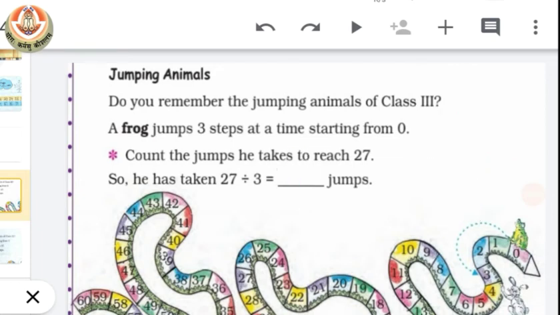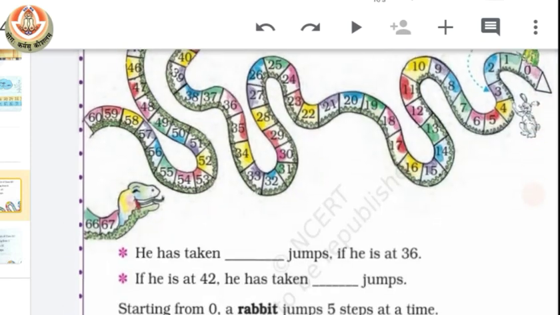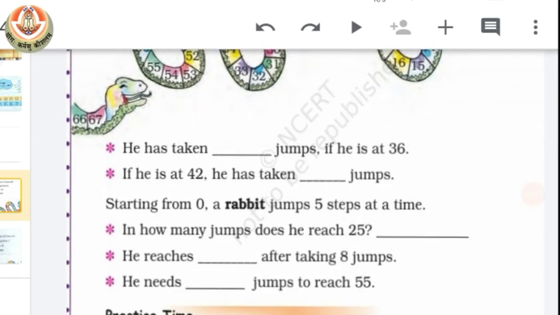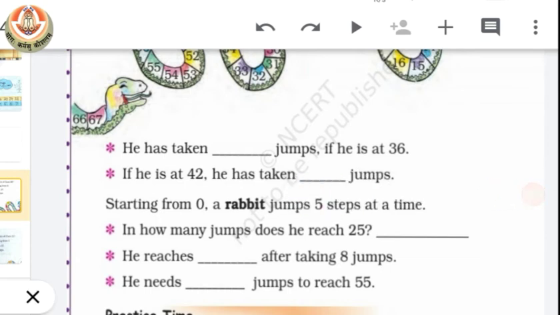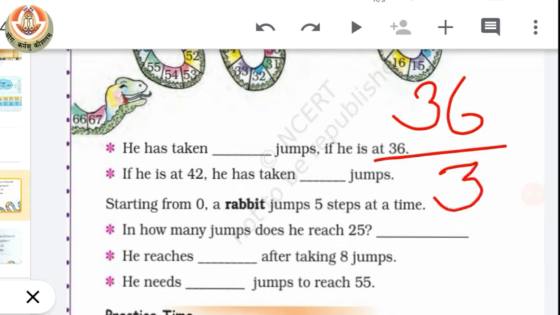Similarly, he has taken dash jumps if he is at 36. So we have to answer: for 36, how many times will the frog jump? We have to divide 36 by 3. That means the answer is 12 jumps.